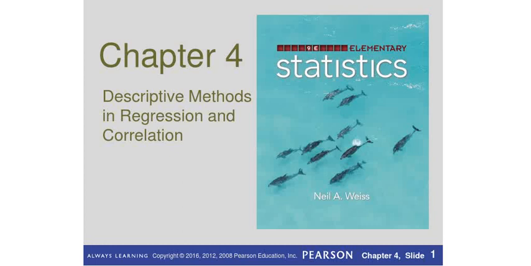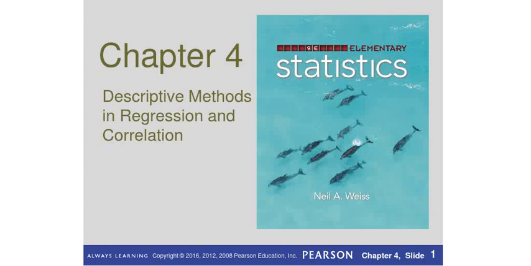Hello everybody. This is our discussion about Chapter 4 on descriptive methods in regression and correlation. And we'll try to explain what that means here in a bit. But if you'll recall, back in Chapter 1, we talked about the way that we gathered data and made sure that we had a representative sample from our population in order to come to a fair set of conclusions or inferences about that data.